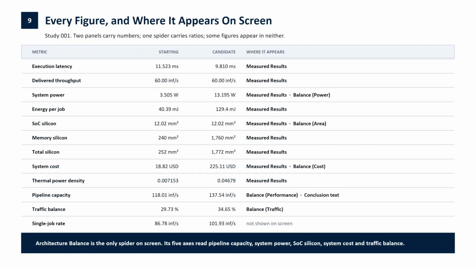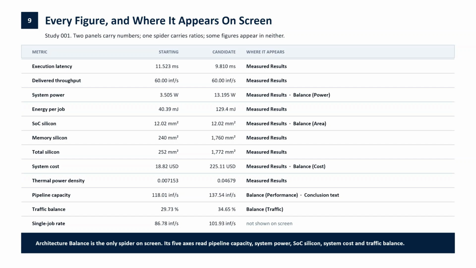This page summarizes every value calculated for study 001 and shows where each value appears on screen. The 2 columns on the left show the starting point and candidate values. The column on the right identifies where each metric is displayed. Execution latency decreases from 11.523 to 9.810 milliseconds and appears in the measured results table. Delivered throughput remains at 60.00 inferences per second and also appears in the measured results table.